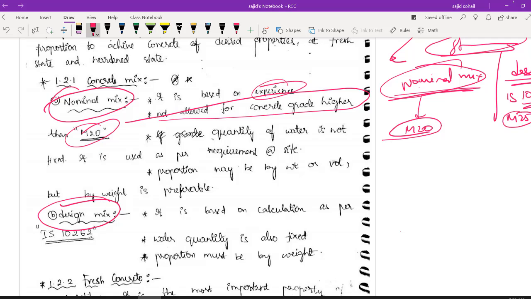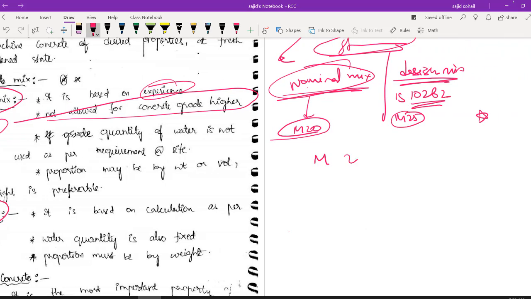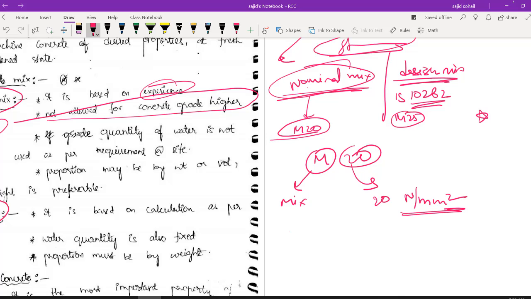So if you want some concrete grade greater than M25, obviously you have to go for design mix. So what is this M20, M25? First of all, M stands for mix and 20 stands for its compressive strength. ठीक है, 20 stands for its compressive strength in Newton per mm square. I hope it is very clear for you. M20 का compressive strength कितना रहेगा? It is a mix such that your concrete is giving 20 Newton per mm square strength. M25 का क्या है? It is a mix such that you are getting a strength of 25 Newton per mm square. I hope you are getting the concept behind it, right?